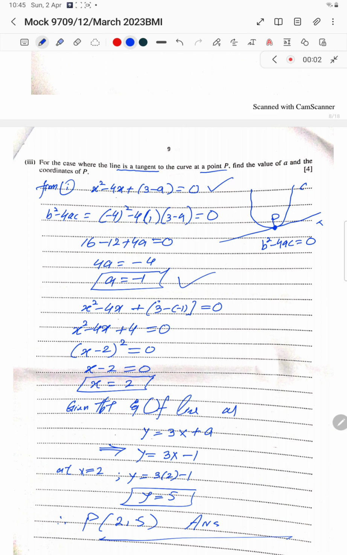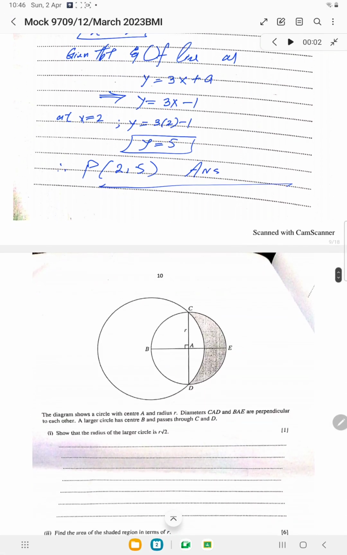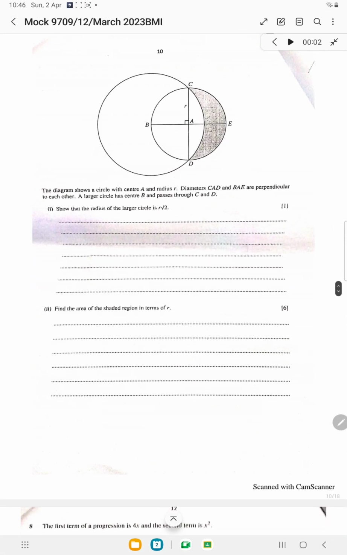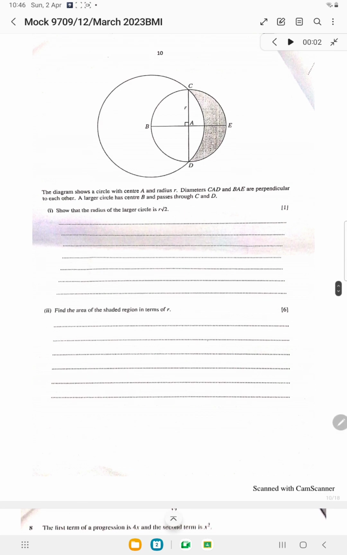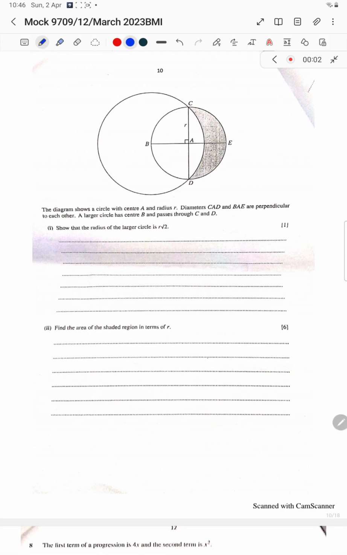I hope it is clear. Okay, let's proceed to the next question. Yes, guys, this is a question where I found most of the students stop thinking. I don't know why, because if you comprehend it clearly, it seems to be easy. Let's see how. The first part was very easy, a 1 mark question.